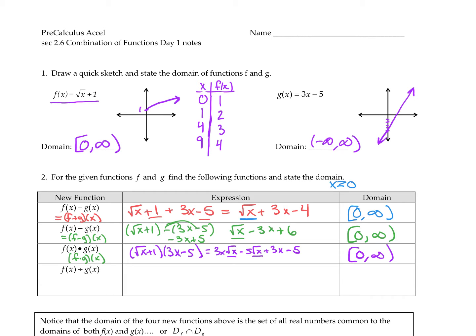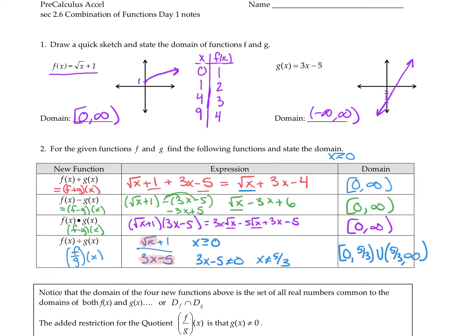In this last one, I'm dividing, so it's really f divided by g of x. So I'm going to put f on top, and I will put g on the bottom. Now on top here, this square root of x tells me that x has to be greater than or equal to 0. This bottom tells me that 3x minus 5 cannot equal 0. So if I solve that, that means x cannot equal 5/3. So it has to be greater than or equal to 0, and I also have an asymptote at 5/3. So I'm going to start at 0, go to 5/3, have that asymptote at 5/3, and then continue on to infinity.